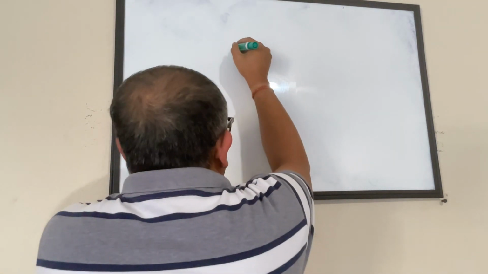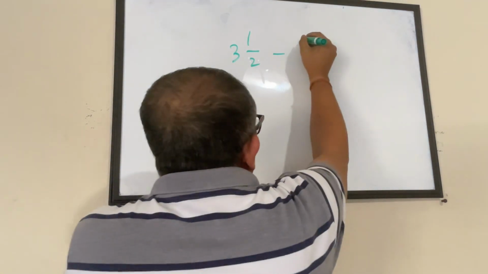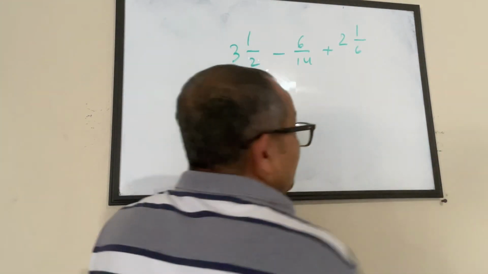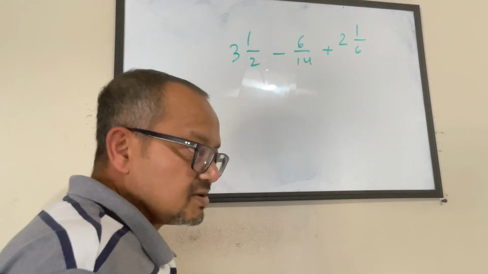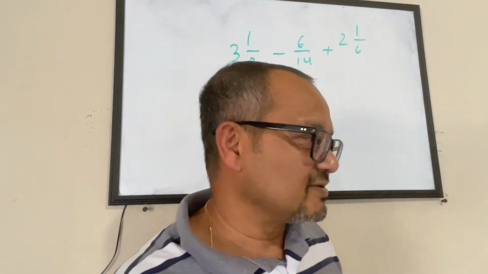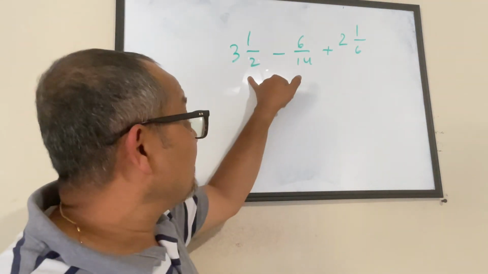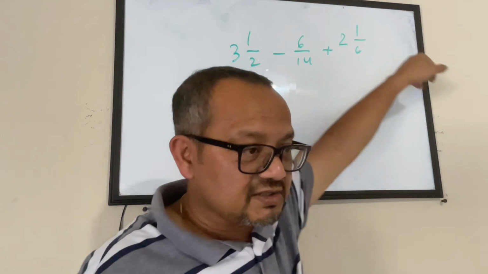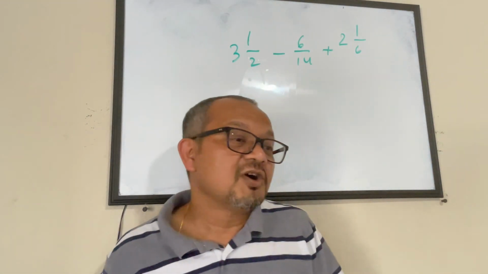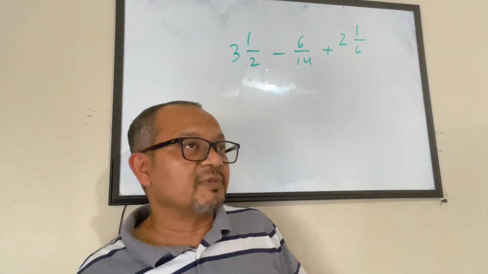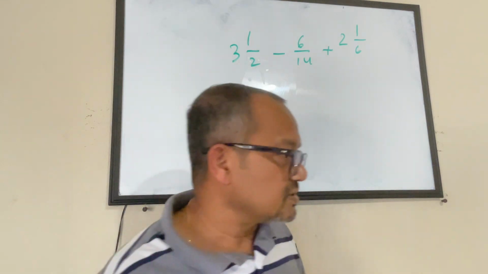Now, for all the kids who have learned it now or were knowing it before, a quick test. Now, I'm going to check how much you guys remember. So, I have given mixed numbers here: 3 1 by 2 minus 6 by 14 plus 2 1 by 6. It's a quick test of everybody who knows about it before we go to the next part of fractions, multiplication and division.